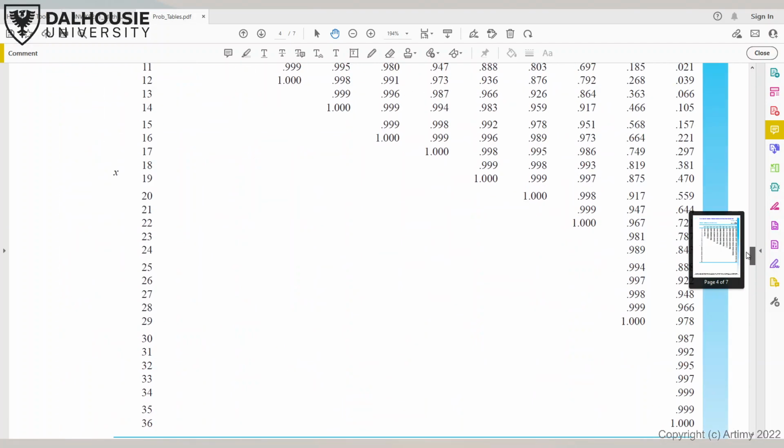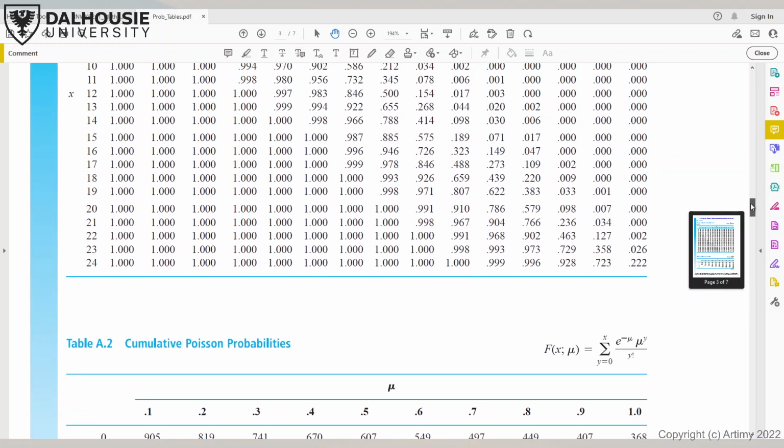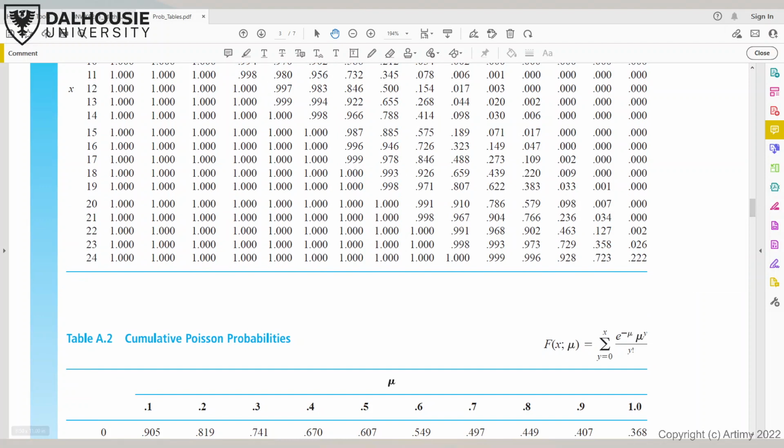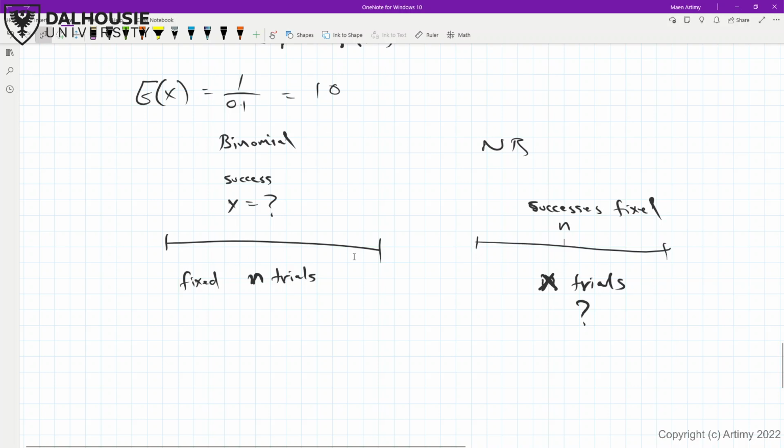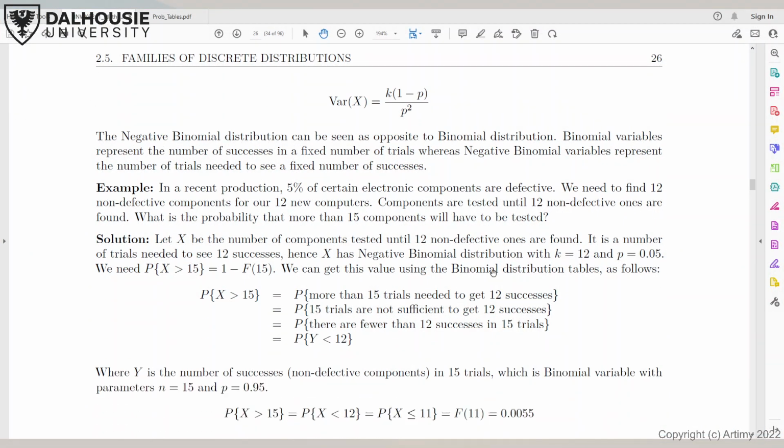You might think, so how useful are these tables? The reason is that we can find the results for the negative binomial by looking up the binomial tables. So we don't need a special table for them. But you need to do a little bit of modification, given that the negative binomial is the opposite side of the binomial.